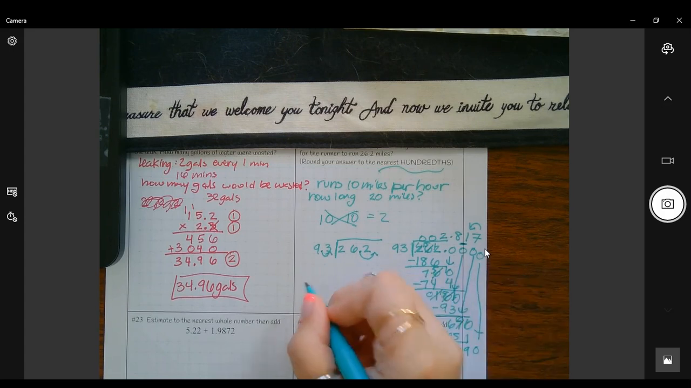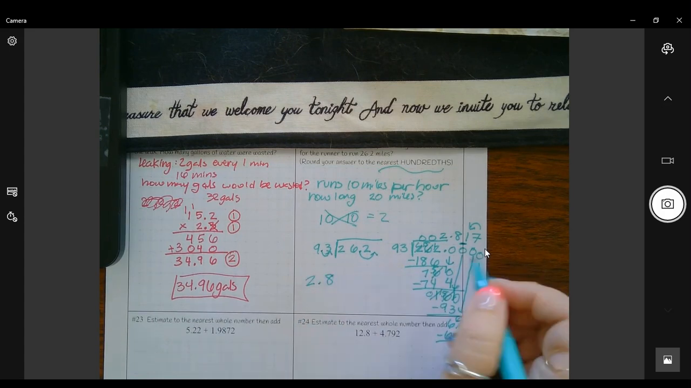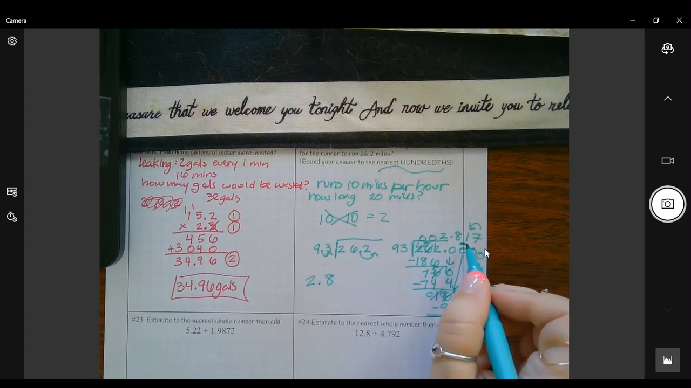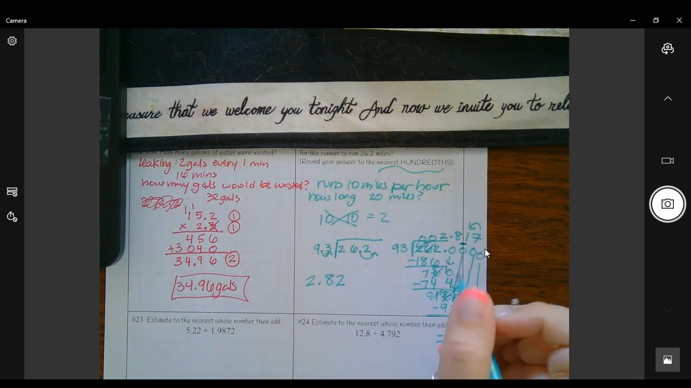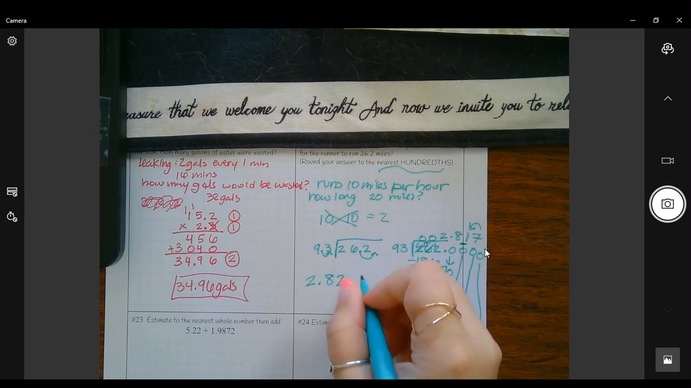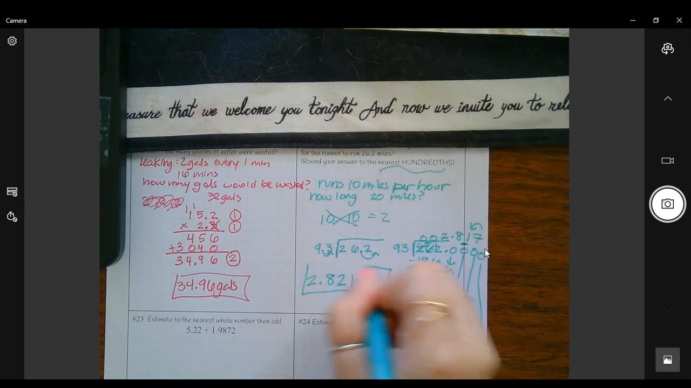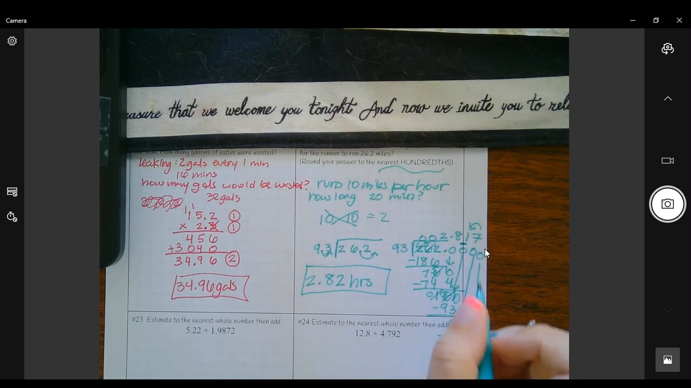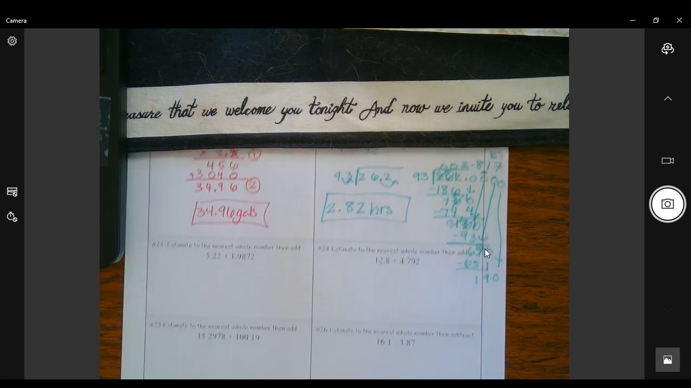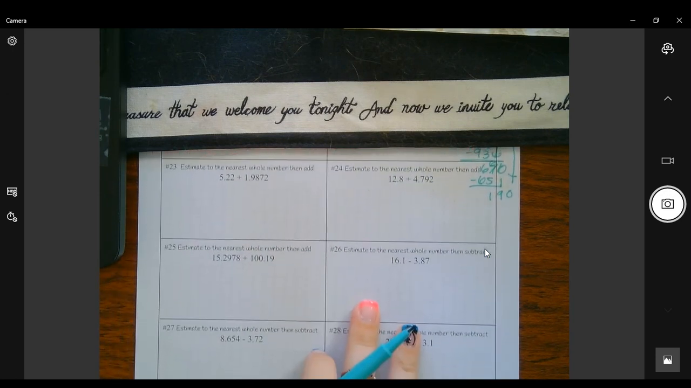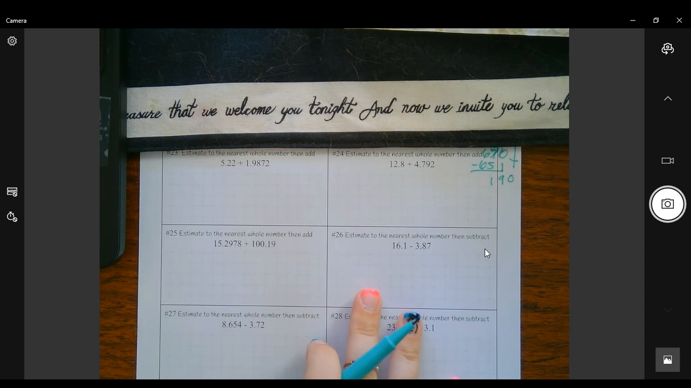So I need to ask myself, it's 2.8. Does that stay a 1 or go up to a 2? Well, that 7 tells it to bump up to a 2. Okay, so it's 2.82 hours that it's going to take me to go 26.2 miles if I run at a rate of 9.3 miles per hour. All right, hopefully you did pretty well. Again, remember, always pause the video, try it yourself, and then unpause it to join us and see how you did.